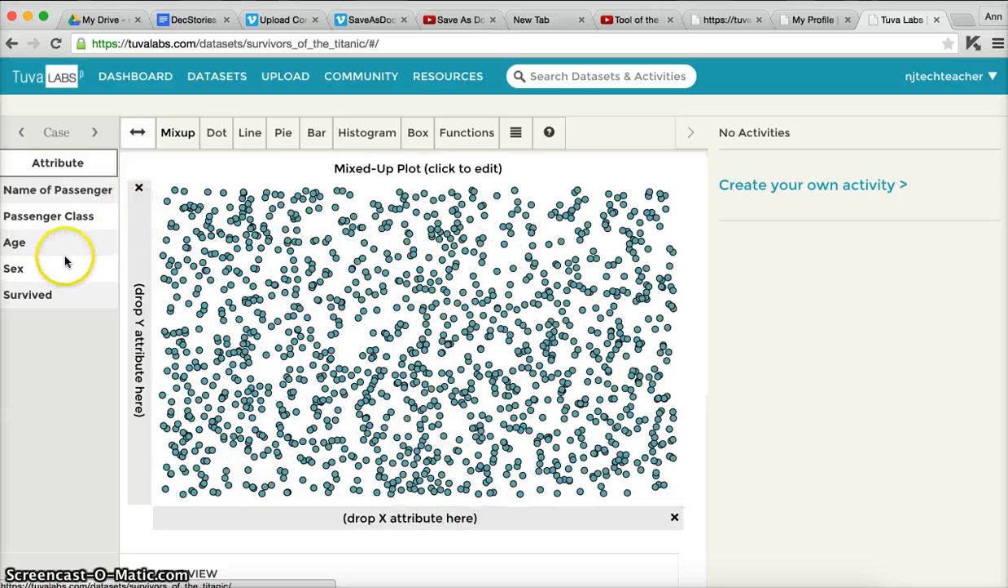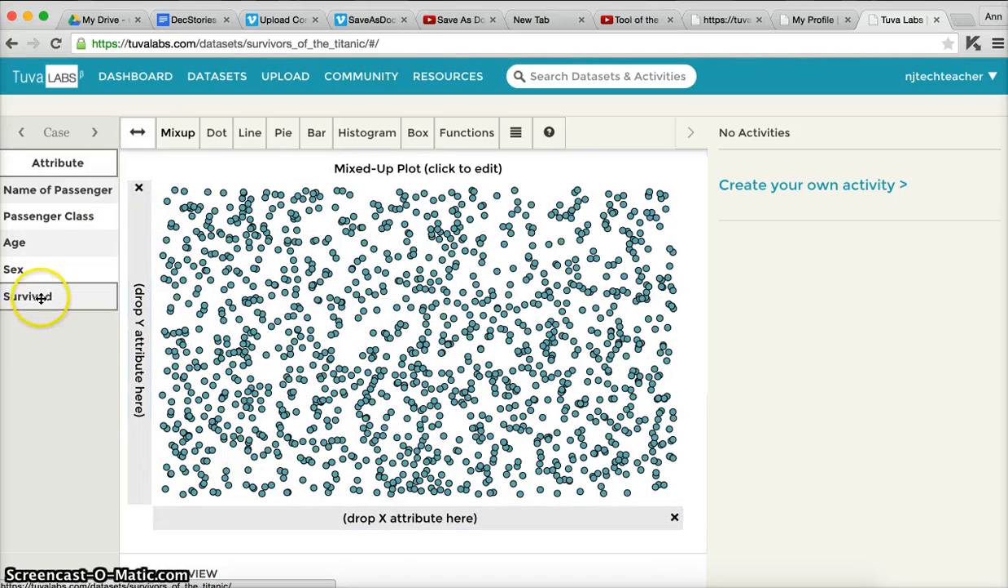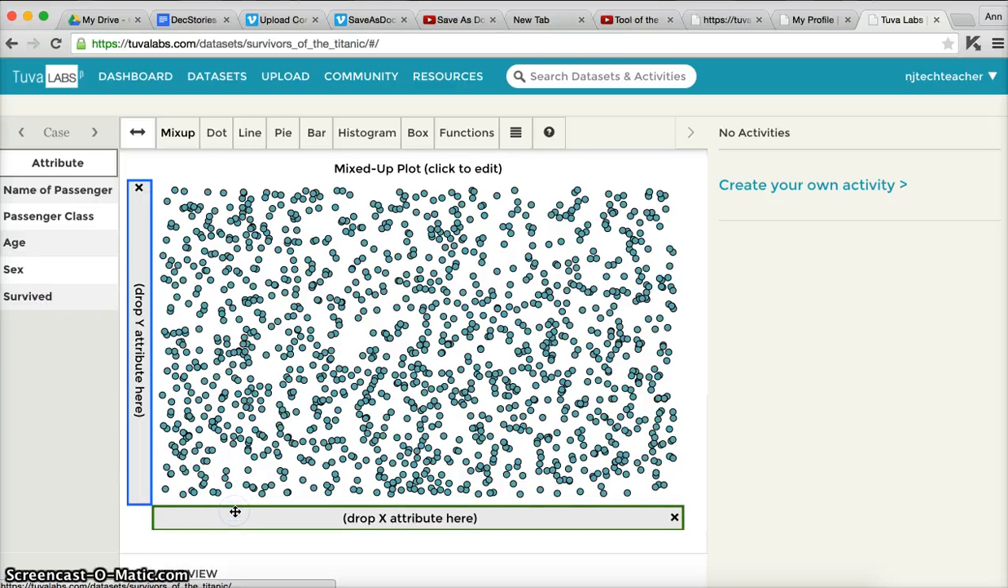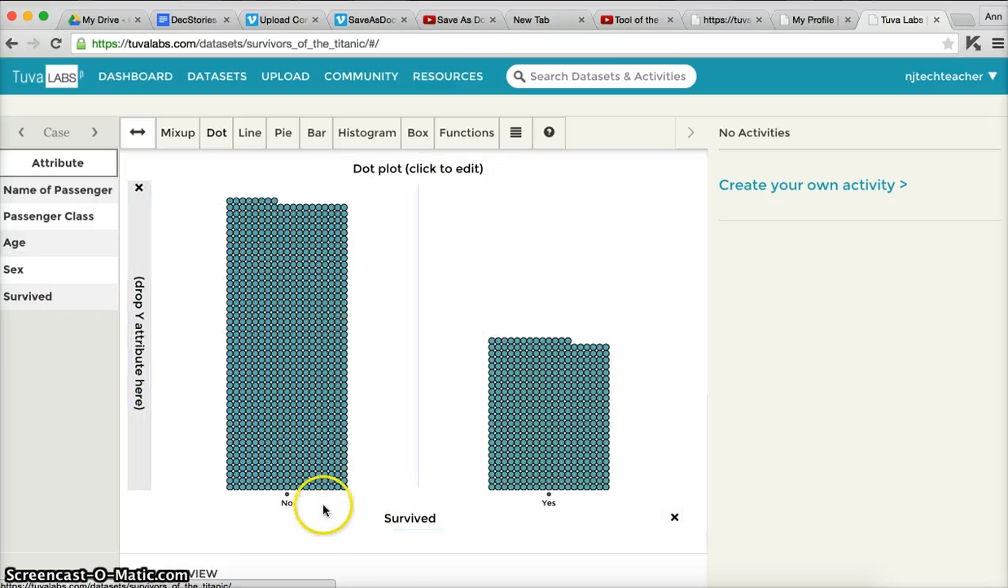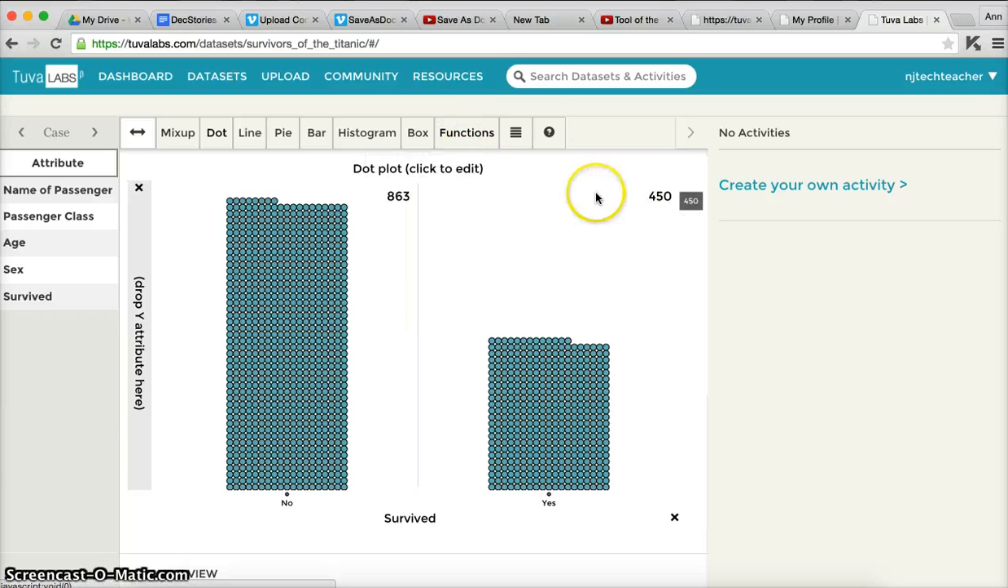So let's take a look at how many people survived. I'm going to drag the word survived down here to the x-axis. And we've got no and yes. Each time I highlight a dot, you're going to see what case it would be. I can go under my functions and ask for a count of that information. So 863 did not survive, 450 did survive.